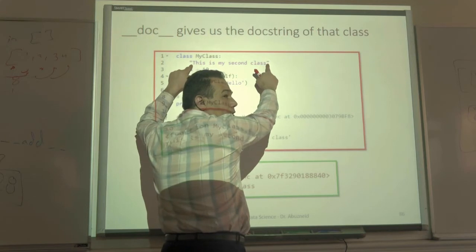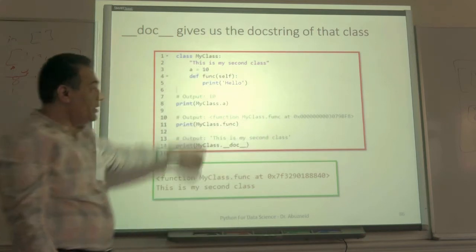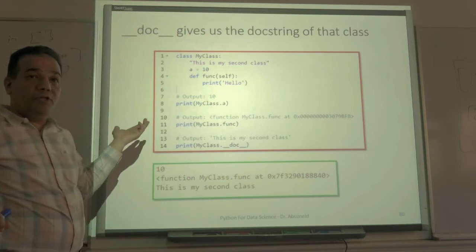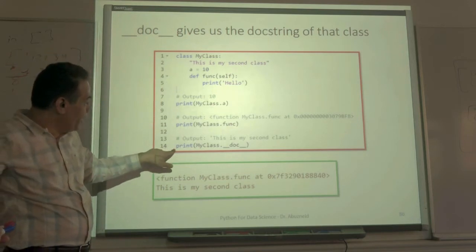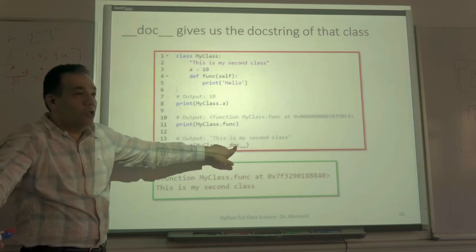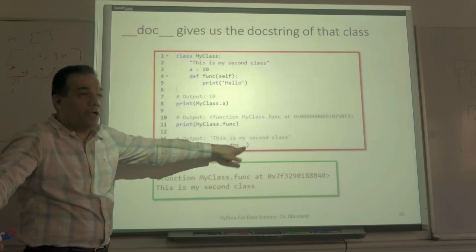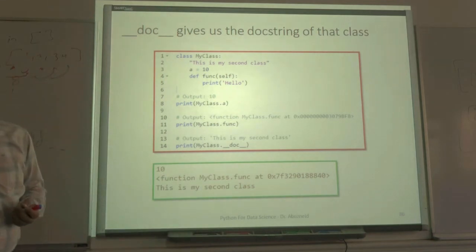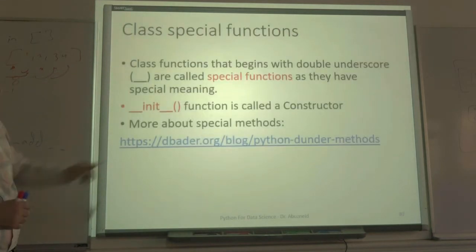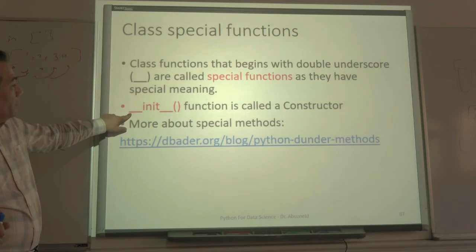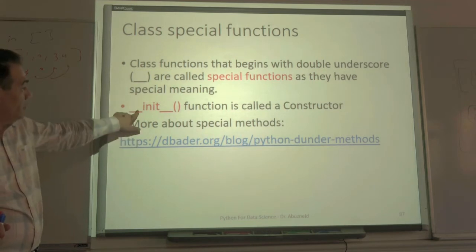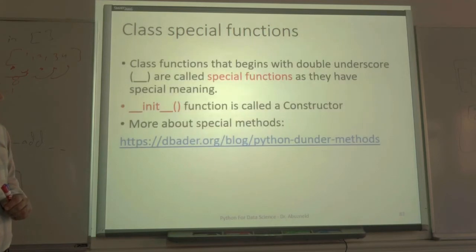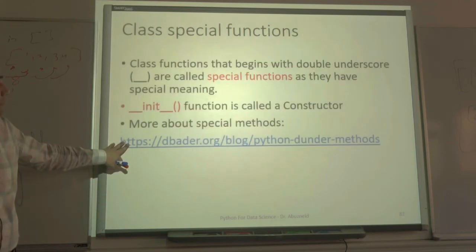You follow the name of the class with an explanation, like a comment. This is my second class, for example. For help in the future, when you need to read about the class, you could print my class underscore doc underscore, and it will print it for you. There are many of these that you can always write. I gave you a link in here. Take a look at them.